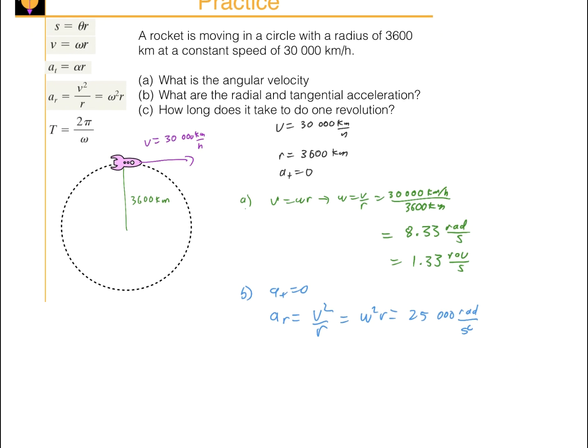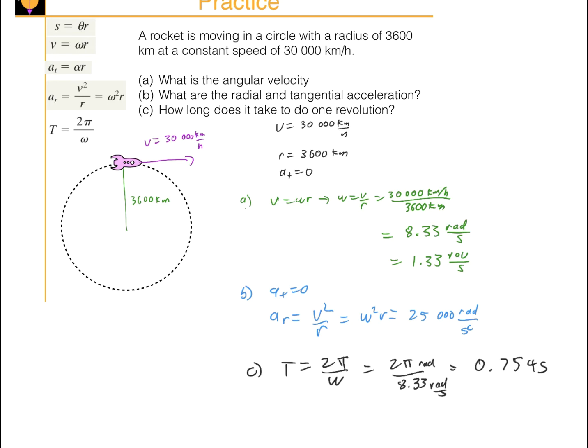So how long does it take to do one revolution? Well, to do one revolution, t is equal to 2 pi over omega. So it'll be 2 pi over 8.33 radians per second. And if you calculate that, 2 times pi divided by 8.33, we get 0.754 seconds. Wow. So it goes all the way around that whole 3,600 kilometer radius circle every 0.75 seconds. It's a little bit insane.